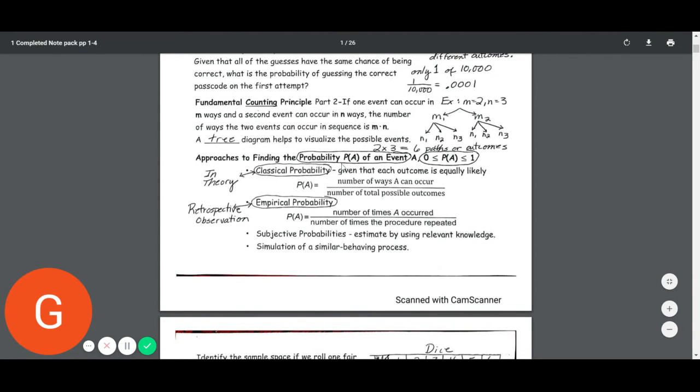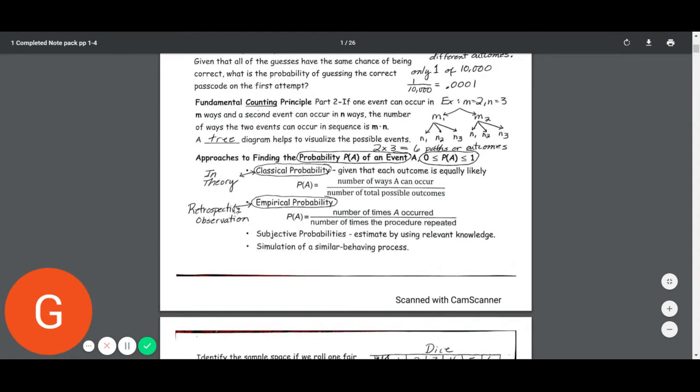Now we need to talk about the different types of probability. There's basically 4 different types: classical, empirical, subjective, and simulation. But we're going to be calculating with the classical and the empirical exclusively. We're not going to talk about the last 2. Classical probability is basically the probability in theory. You're looking at the number of ways something can occur divided by the total number of possible outcomes, given that each outcome is equally likely.